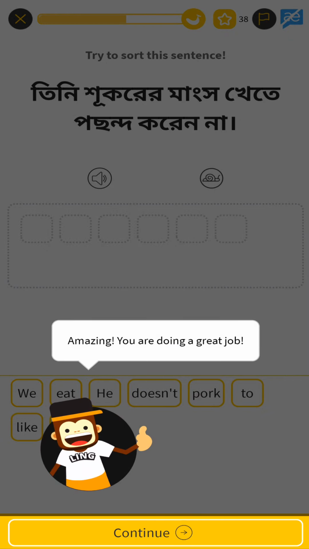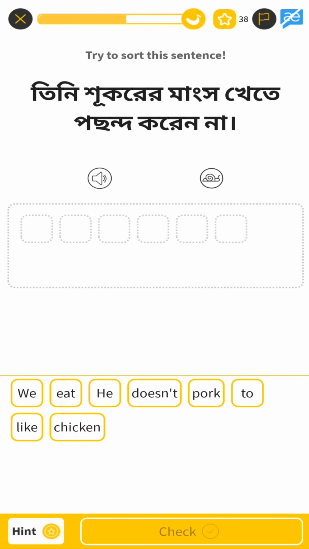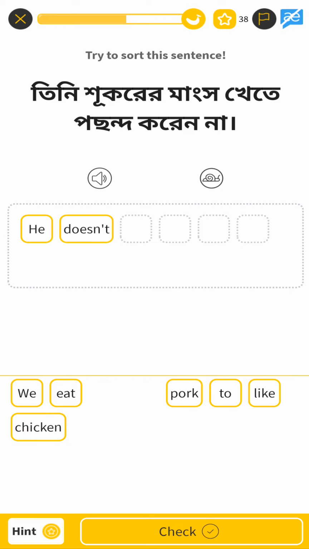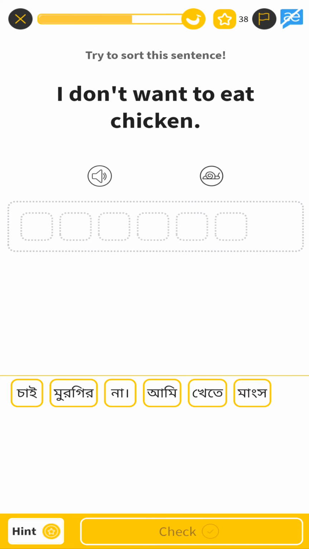Thanks very much, Ling. Appreciate that. Tini shuk. Oh, shuk. Gorer mangsho kete pochondo korena. So without looking, Tini is he or she. Pork to eat does not like. So he or she does not like to eat pork. Boom.